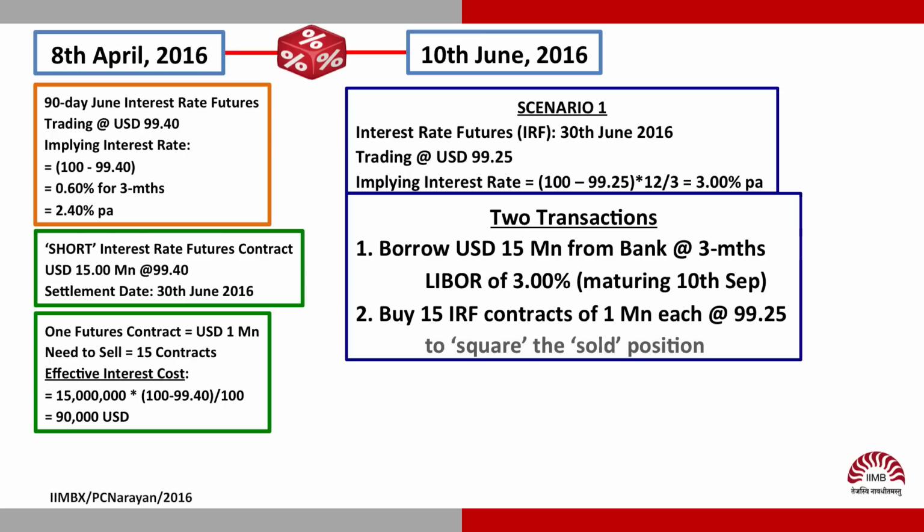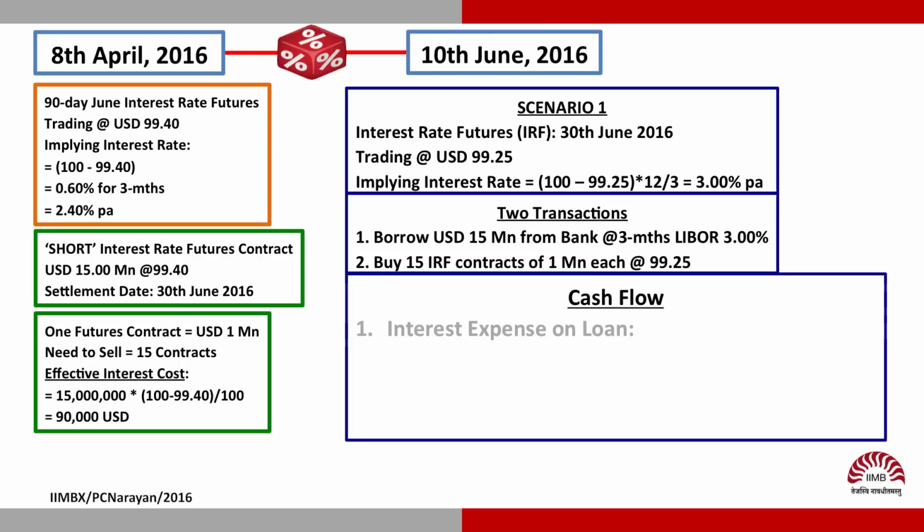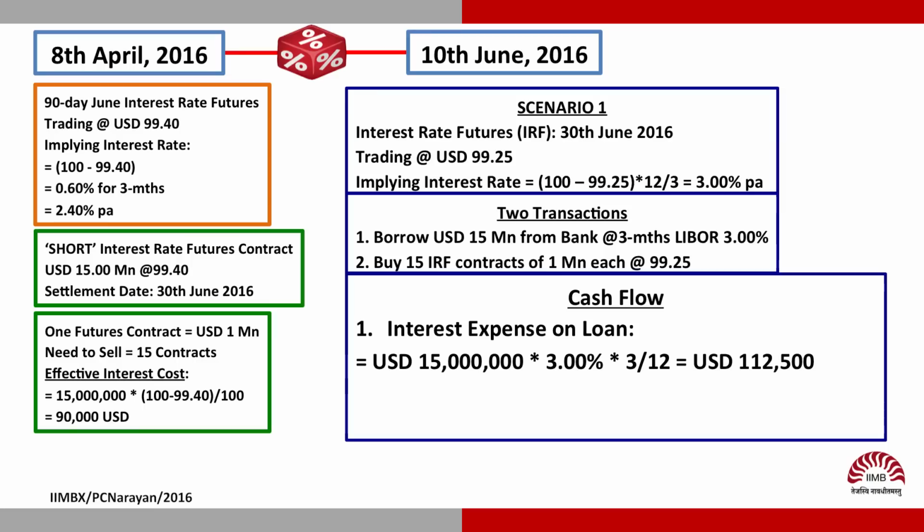This is done to square the 15 interest rate futures contracts of 1 million each that it had sold on the 8th of April 2016 at 99.40. Cash flows resulting from the above two transactions will be: 1. Interest expense on the loan commencing 10th June 2016 will be 15 million into 3% into 3 divided by 12, equal to 112,500 US dollars.